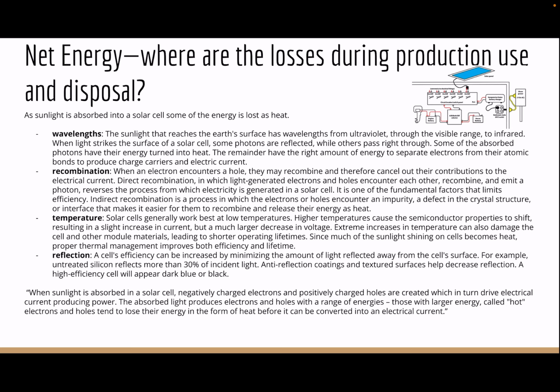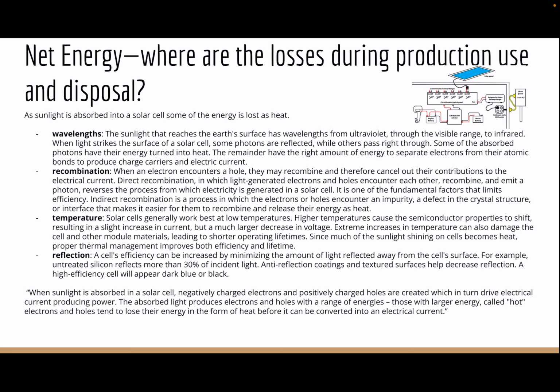And then we have a quote from a source from the government that says: when sunlight is absorbed in a solar cell, negatively charged electrons and positively charged holes are created, which in turn drive electrical current producing power. The absorbed light produces electrons and holes with a range of energies. Those with larger energy, called hot electrons and holes, tend to lose their energy in the form of heat before it can be converted into electrical current.